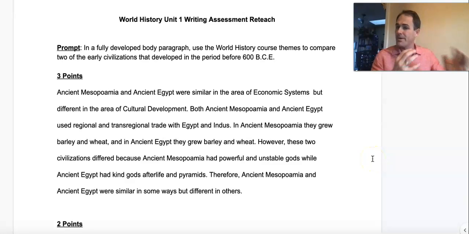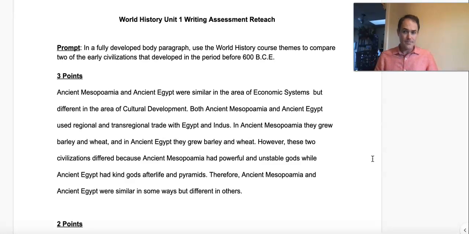However, and here's that comparison structure. However, these 2 civilizations differed because ancient Mesopotamia had powerful and unstable gods, specific, factual, yes, while ancient Egypt had kind gods, afterlife, and pyramids. Here, grammar, not so good, but I'm looking more for those 3 things: supporting evidence, specific evidence, and then reasoning. Okay, it's here. It's really good. Therefore, ancient Mesopotamia and ancient Egypt were similar in some ways, but different in other ways. This person got all 3 points for the reasons I've just explained.